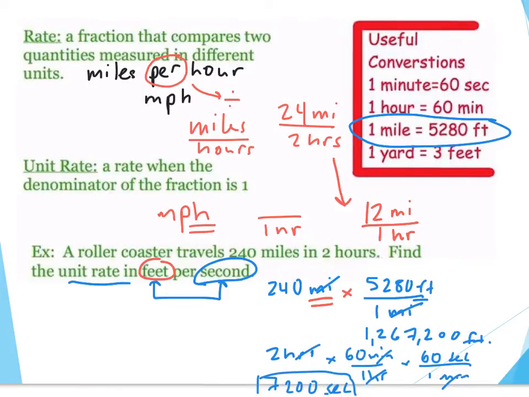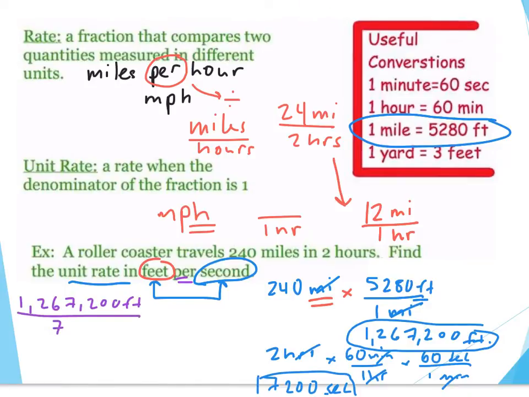So what did I do? I took the number of miles and converted that to feet. I took the number of hours and converted that into seconds. Now what I want to find is the unit rate in feet per second. The last thing, per, means division. I'm going to take my 1,267,200 feet and divide that by the number of seconds, which is 7,200 seconds, and that's going to give me feet per second.